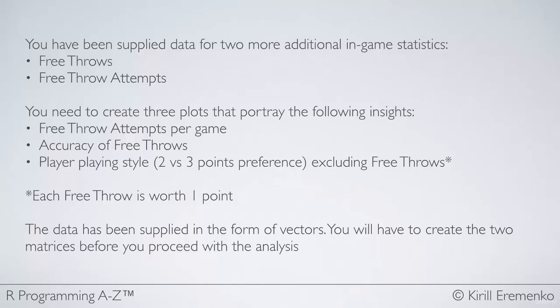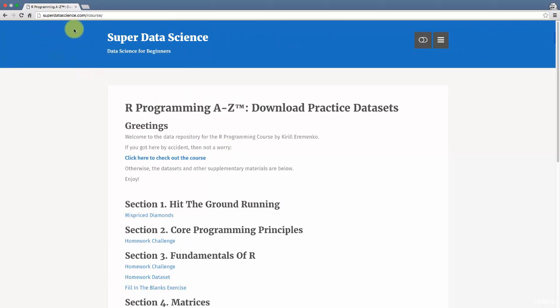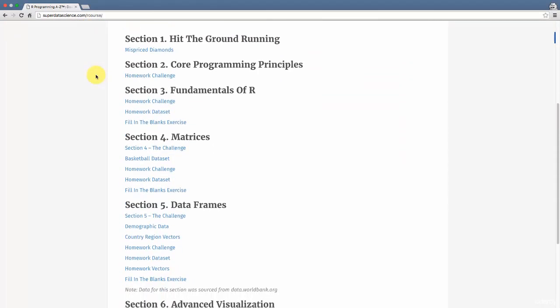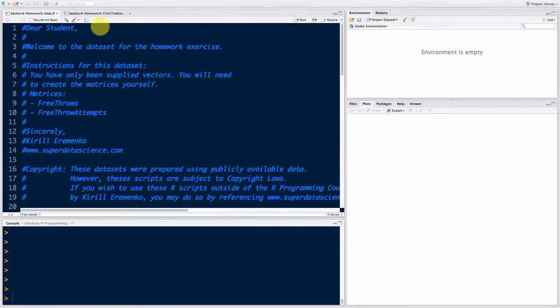Let's go have a look at where to get the data set. The data set is, as usual, at superdatascience.com/our-course. So if you scroll down here to section 4, matrices, you will see the homework dataset. That's the one we need. Also, the homework challenge is the document that we just walked through. So now I'm going to go to RStudio, and this is the file. Once you unzip it and open it in RStudio, this is what it looks like.